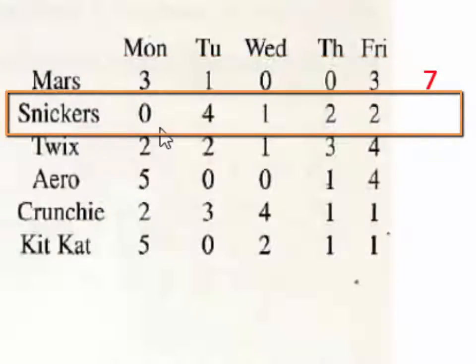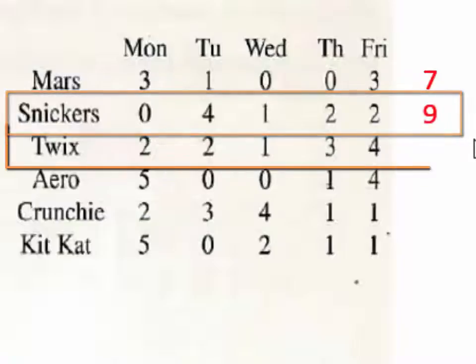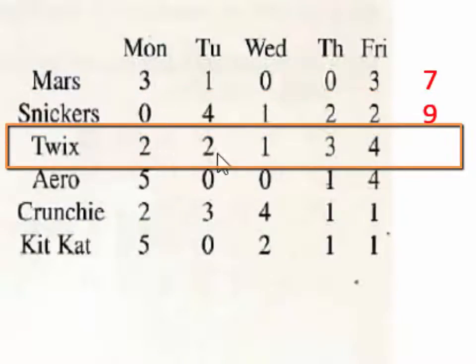For Snickers, we've got 0 plus 4, still got 4, plus 1 is 5, plus 2 is 7, plus 2 is 9. So we end up with 9. A Twix, 2 and 2 is 4, 5 and 3 is 8, and 4 should give us 12. Aero, 5 plus 0 plus 0, that's still 5. Plus 1 is 6, plus 4 is 10. We already worked that out.